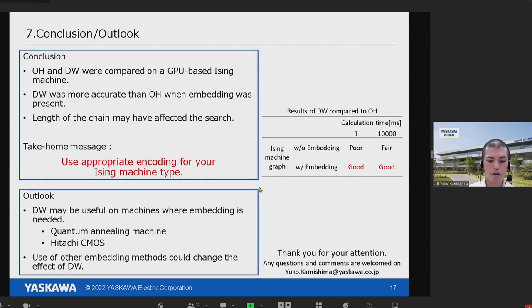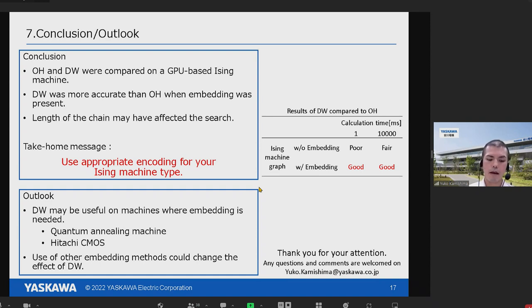So for conclusion, we have done a comparison between one-hot encoding and domain wall encoding based on the GPU-based Ising machine. And domain wall encoding was more accurate than one-hot encoding when embedding was present. And we think that the length of the chain may have affected the search. The take-home message of this presentation is to use the appropriate encoding for your Ising machine type.